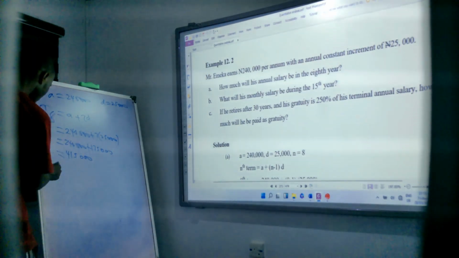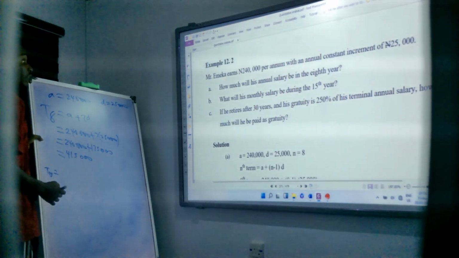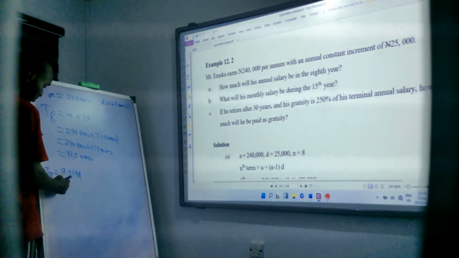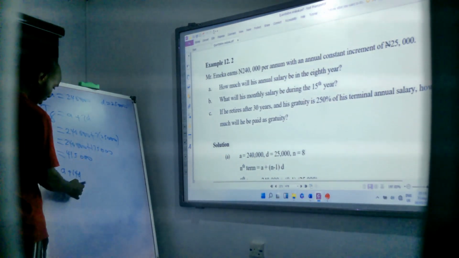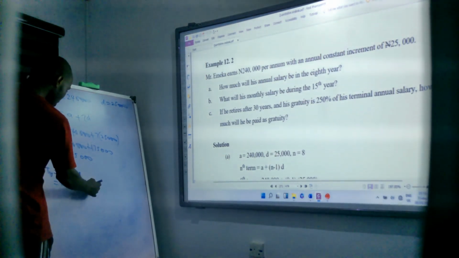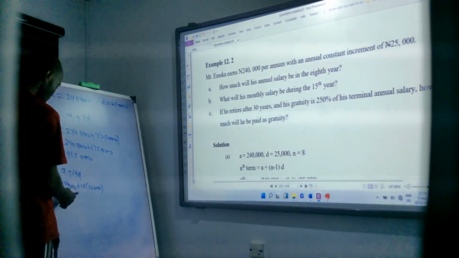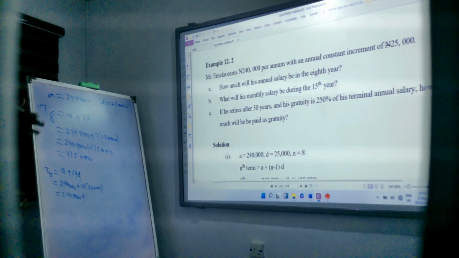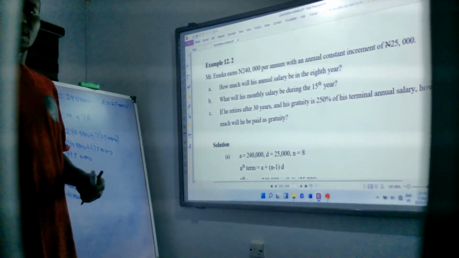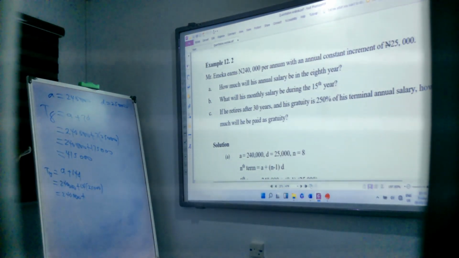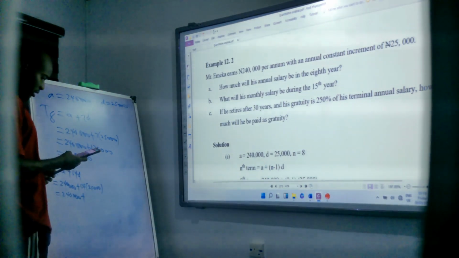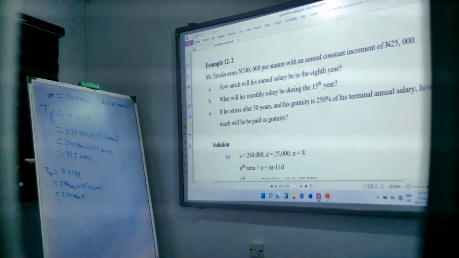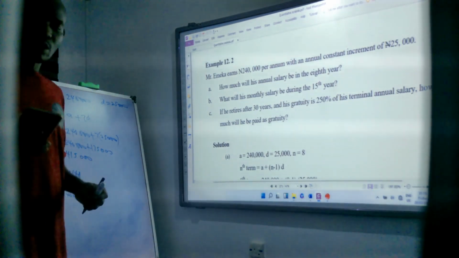What will be his monthly salary during the 15th year? So we get the annual salary first, because we get the 15th term, then we divide by 12. So the 15th term will be A plus 14D. Let's get the amount to be collected in the 15th year. That will be 240,000, the first term, plus 14 times 25,000 naira. It's an AP because it's incremental. We are adding every year.